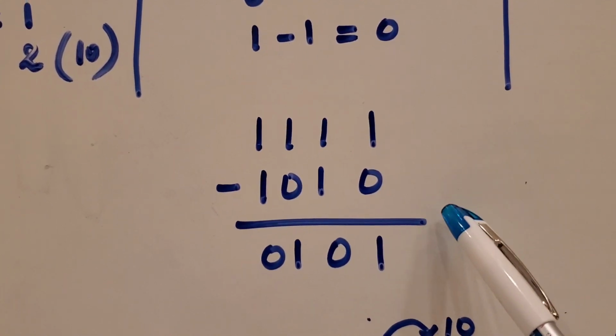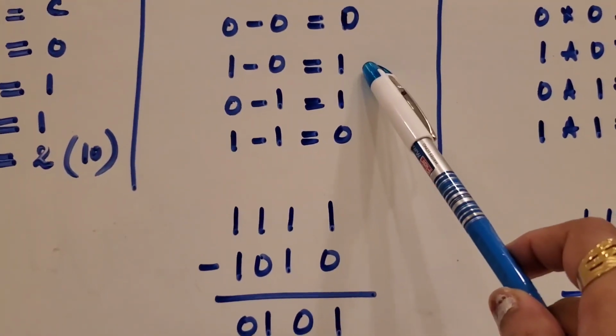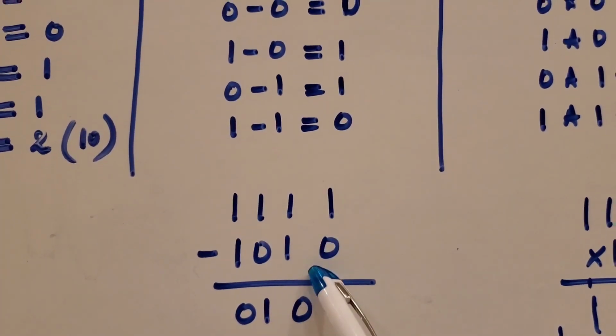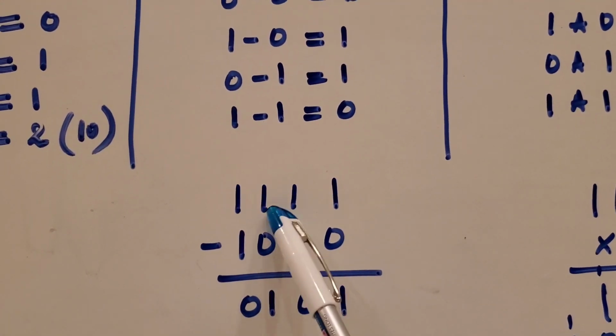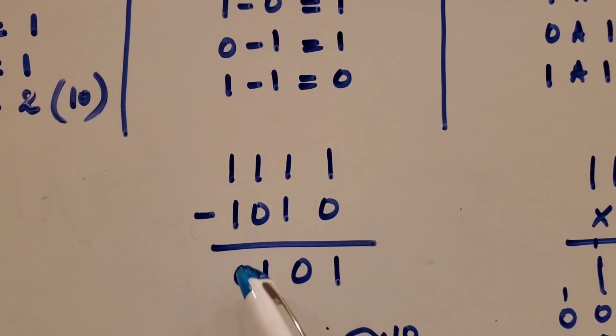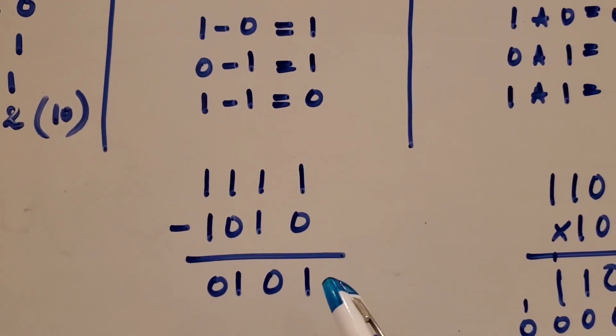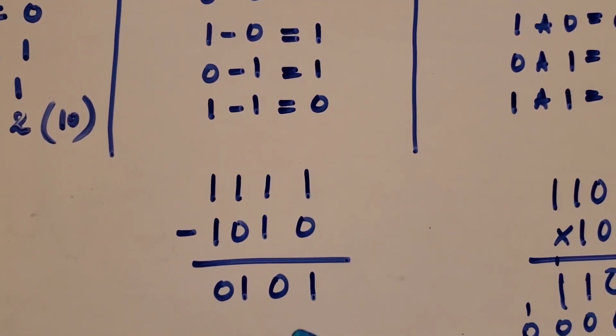1 minus 1 is, when you minus 1, 0, 1 and 0, what answer comes? 1. When 1 is 1, both give you 0. Then 1, 0 will give you the same 1. And then finally 1 minus 1 is 0. So by this table, you will easily solve it, without any problem and without any difficulty.